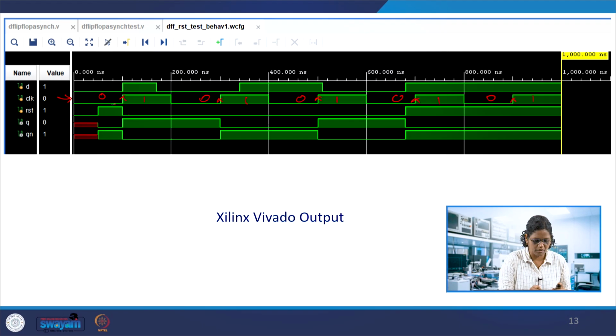During this period, when the clock is 0, you can see the reset is made 1. So when reset is 1, you can see the output is made 0 irrespective of the clock edge, and Qn will be the complement of it, 1. So this is where the reset is 1, and then reset is made 0 just to pass D to Q. Here D is 1 at the clock edge, so it samples it and passes it to Q, and Qn is 0.